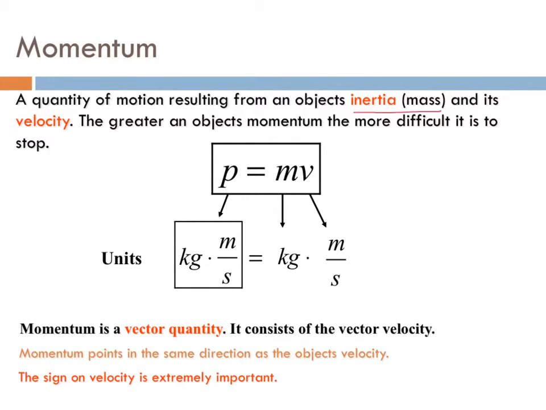So remember that momentum will be represented by a P, and it is mass times velocity. Now, because we have velocity involved, our momentum is actually a vector quantity, that it has both magnitude and direction. So the direction of our momentum will be in the same direction as an object's velocity. So here, the velocity's direction is going to be really important. Now, the units for momentum will simply be kilograms, which are the units of mass, times meters per second, which are the units for velocity.